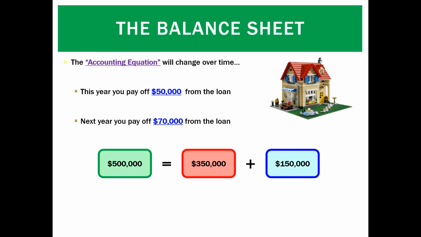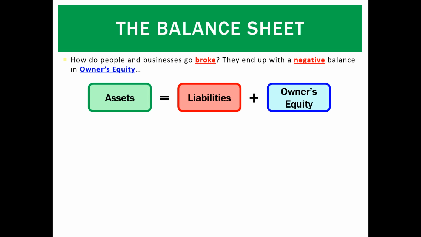Another year goes by and you pay off $70,000. The house is still worth $500,000. How much do you owe the bank? Well, let's take another $70,000 out of that. You only owe $280,000. So that must mean your equity's gone up to $220,000, and together that equals $500,000. So that's basically how the accounting equation applies in your personal life, but that's a very basic example.